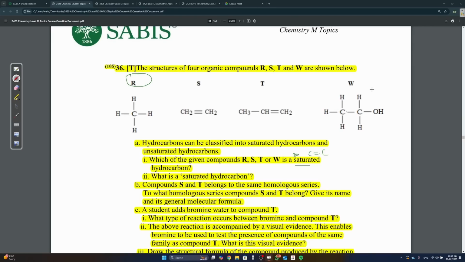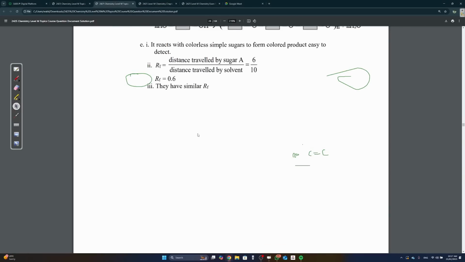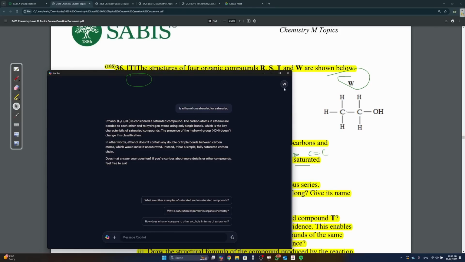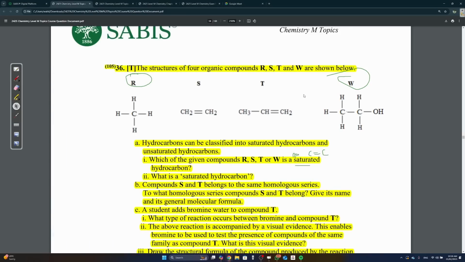R and W, right? Let's see, R and W. Is it R, and why not W? It should be W as well. I'm even asking the AI. I think it's a mistake in the course revision. It should be W because there's no carbon double bond. So it should be R and W.